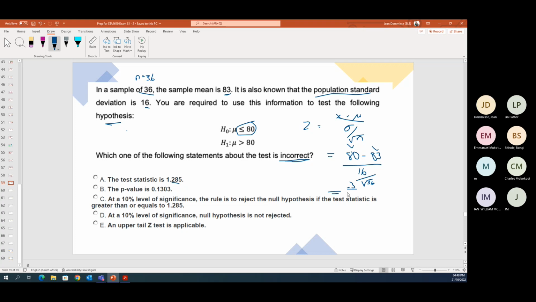So minus 3 divided by 2.667. That's very small print. So that answer is minus 1.125. Okay, so the t-stat that we calculated is minus 1.125. So that is definitely the wrong one.